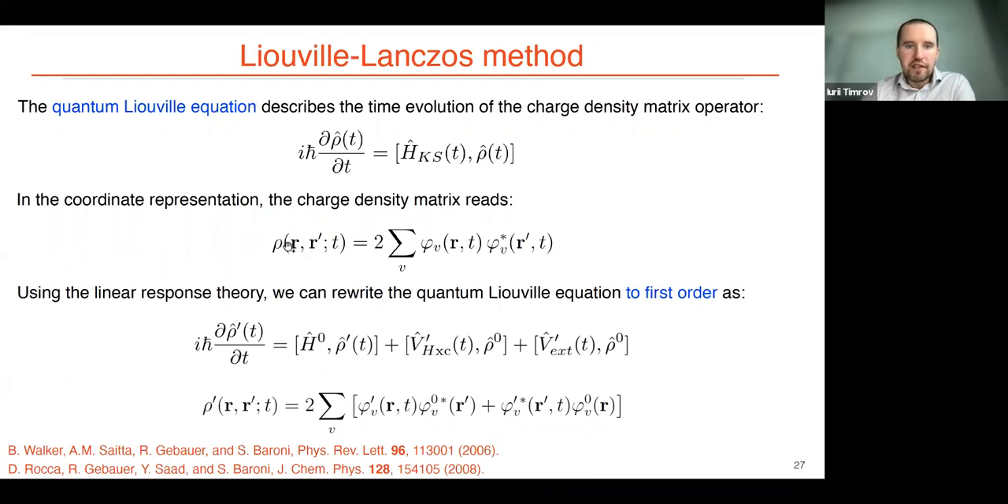In analogy with the second equation on this slide, its linear response counterpart, rho prime of r, r prime, and t, takes this form. It depends on response orbitals phi prime and phi prime complex conjugated, and the ground state orbitals phi naught and phi naught star. So now we want to solve this linearized equation.